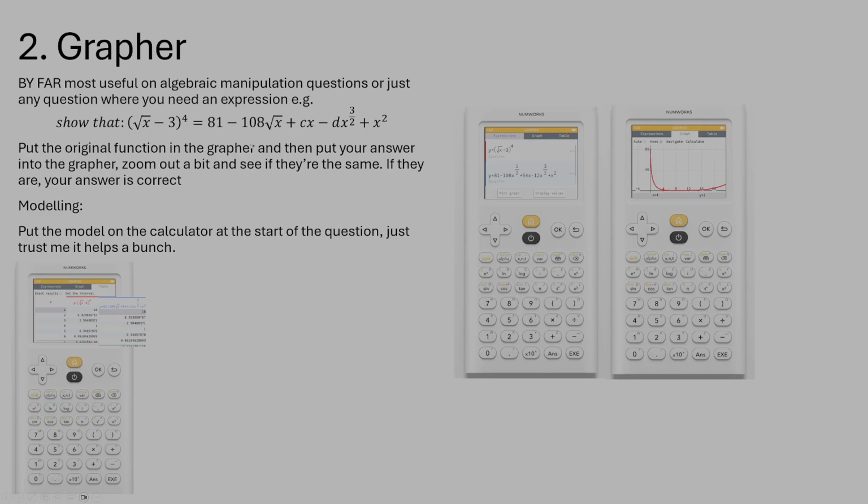Or for questions like this, an example question with some binomial expansion, you put the original equation and my answer in the grapher. It will give you something like this. Sometimes the blue one will be over the red one, and you can zoom out a little bit, because you can't actually see here, but the blue curve is just inside the red curve because they're the exact same. Then you can go to the table function, and you can see that the values are all the same, and therefore your answer is correct.